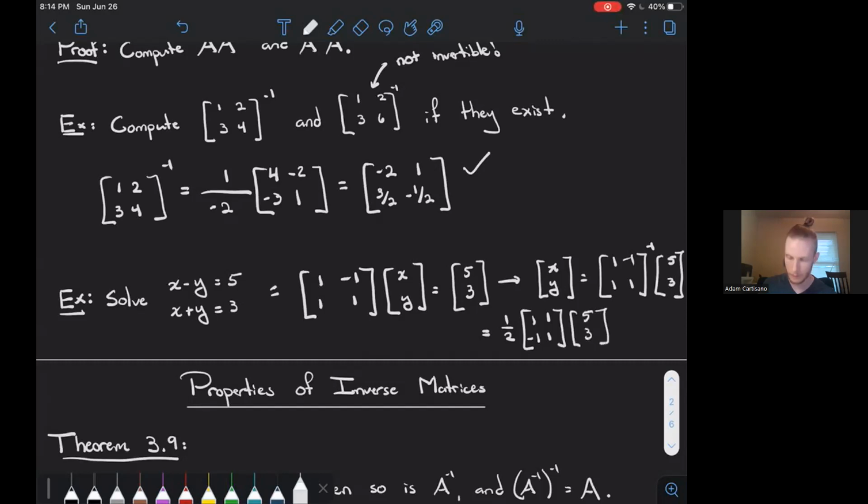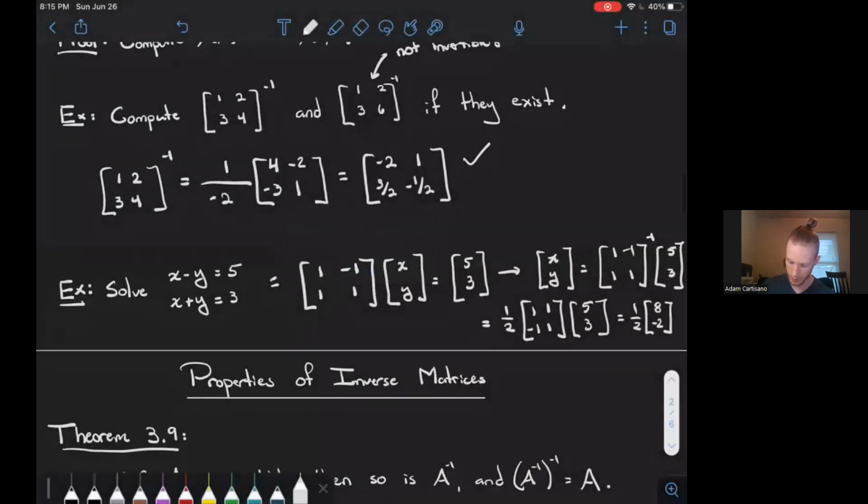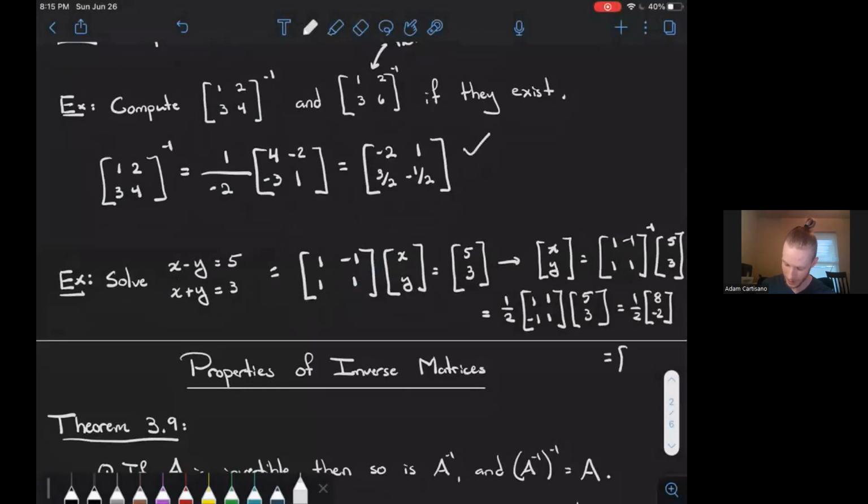We're going to do the multiplication before scaling. So it'll be 1/2 times the column vector 5 plus 3 is 8, and negative 5 plus 3 is negative 2. Uh-oh, we're going to run out of Apple Pencil battery. Nice. Which is 4, negative 1. Okay. Great.